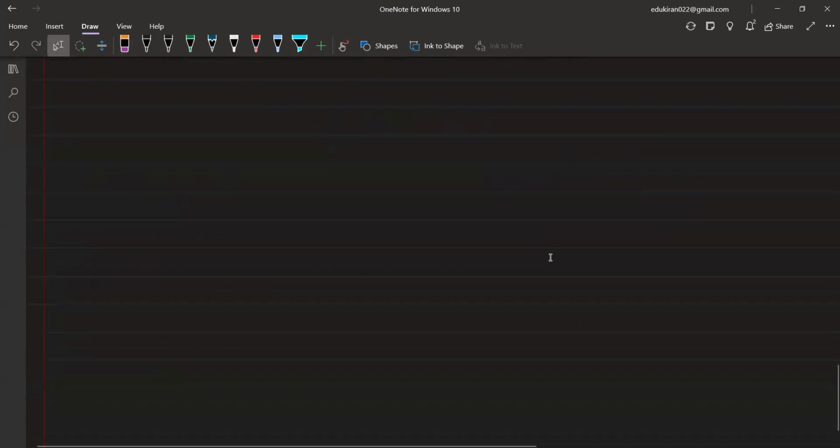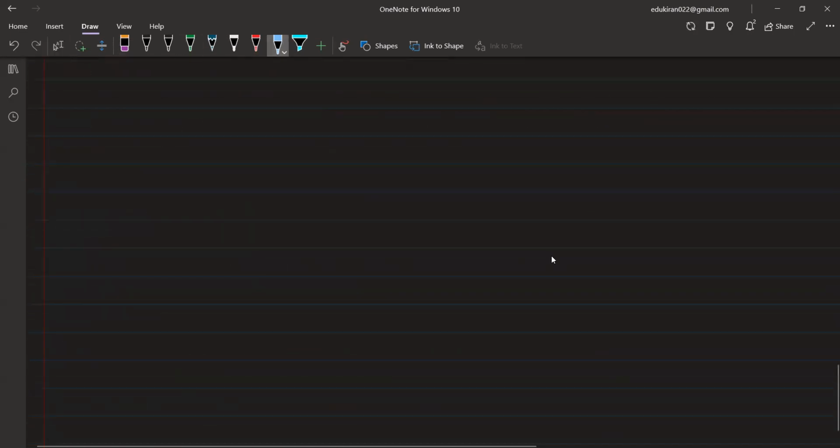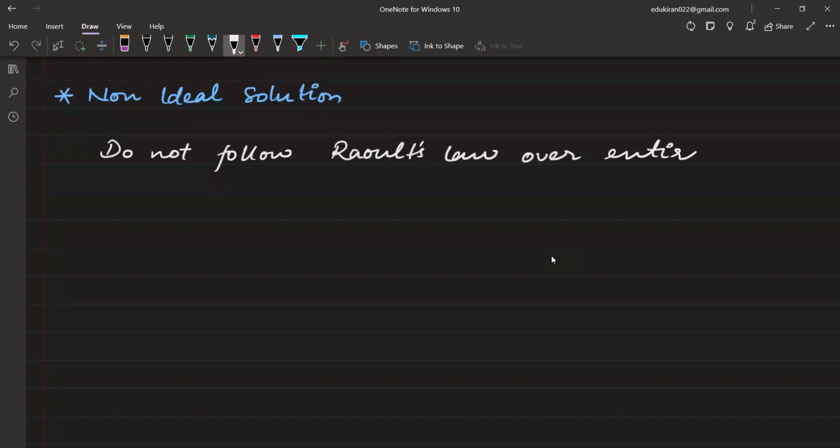Next we have non-ideal solutions. How did we write ideal? We wrote it in blue. What are non-ideal solutions? They do not follow Raoult's law over the entire range of concentration.